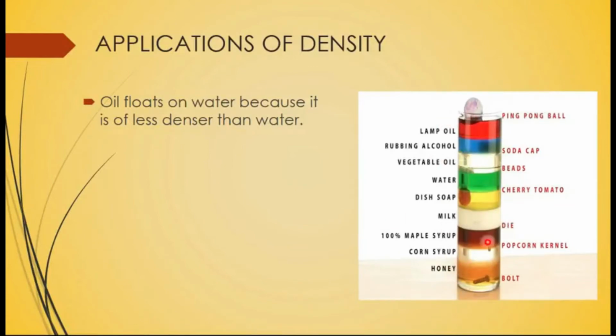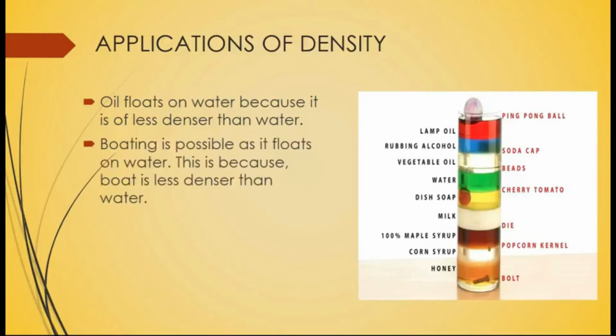And if you see this fluid tower, this is the tower of fluids having different densities. So the last one is honey because it is more dense. On that, corn syrup, which is less dense than honey, and all the fluids are in descending order of their densities. Honey, if you compare, has a lot of density compared to the ping pong ball, which has lesser density. And boating is possible because the boat floats on the water. This is because the boat is less dense than water.